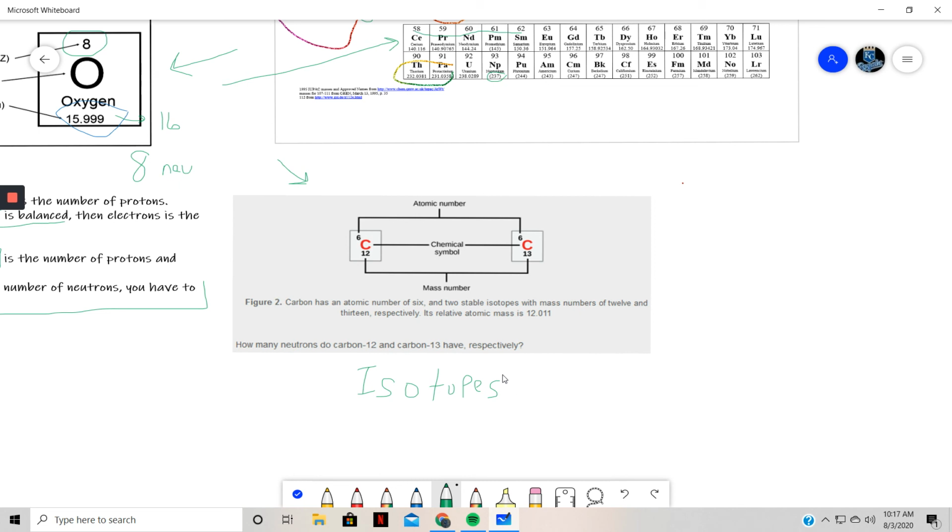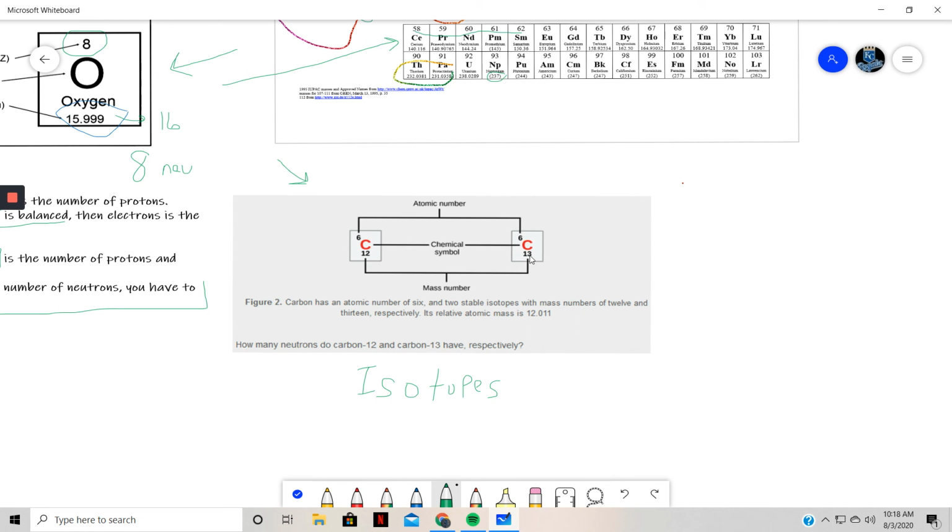So, for example, carbon 12, because it has a mass number of 12, would have 6 protons, and therefore it would have 6 neutrons. Carbon 13, and you can see the atomic number is just pushed over to the side. But in carbon 13, we're still going to have 6 protons, but in this case, we would have 7 neutrons.